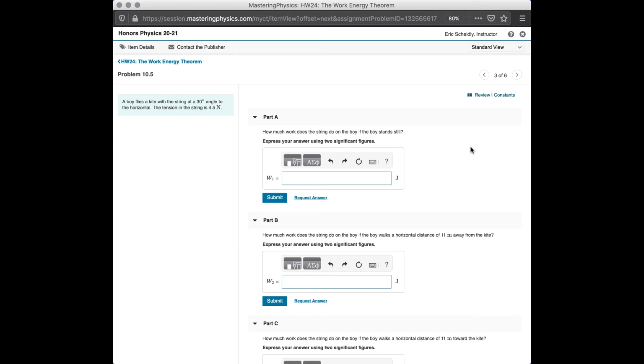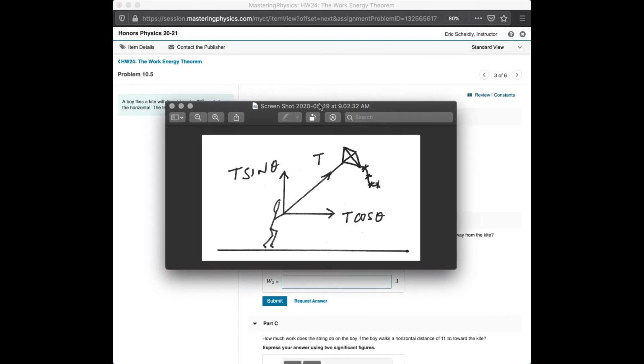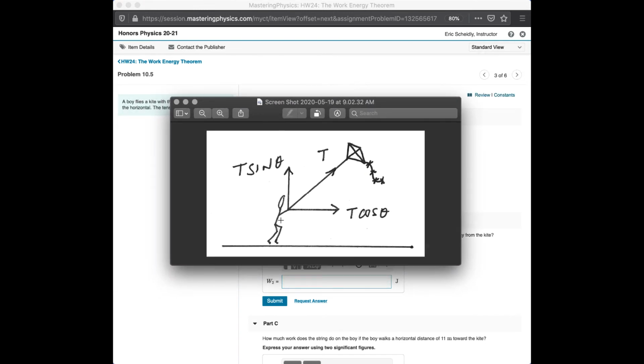Okay, now we got some calculations to do. A boy flies a kite with a string at a 30-degree angle to the horizontal. The tension in the string is 4.5 newtons. I made a little diagram of this. Here's the boy standing here, and here's the string attached to the kite, and there's some tension. I didn't draw the angle in, I should have, but the angle theta would be right there.